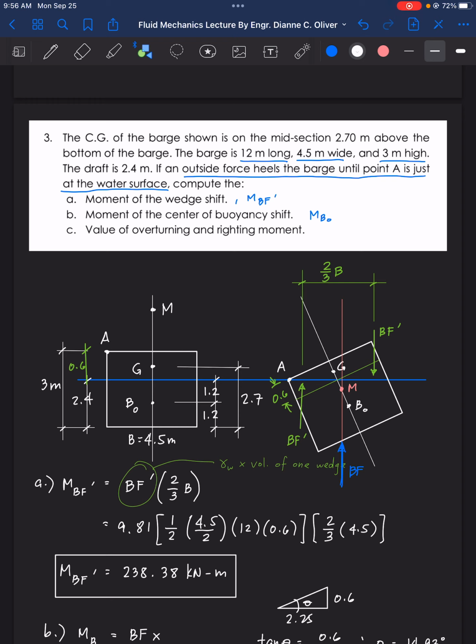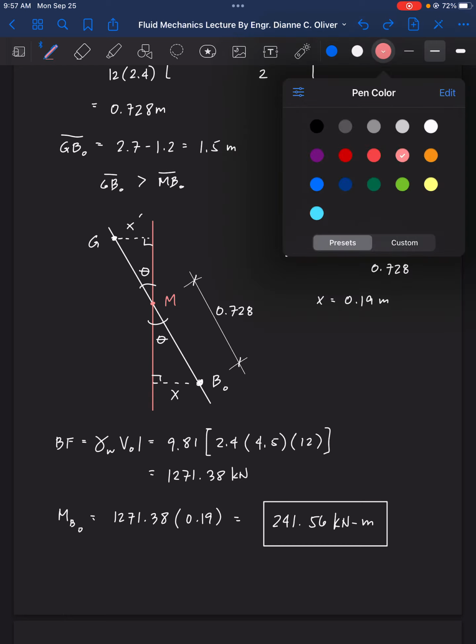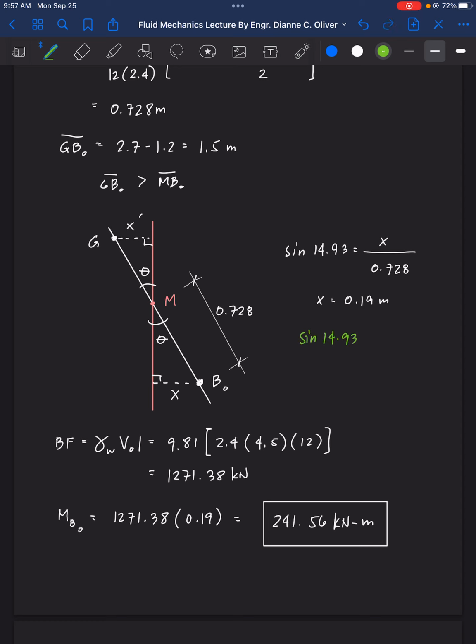So where can we find the overturning and righting moment? From our discussion, it's located at the center of gravity. Since we're talking about the center of gravity, the force that we're going to use there is the buoyant force, but our x there will be the x prime. So we're going to find the value for x prime. What is x prime? Sine of 14.93 is equal to x prime over GM. Our GBO, a while ago, we got that as 1.5, right? So our GBO is 1.5 meter.